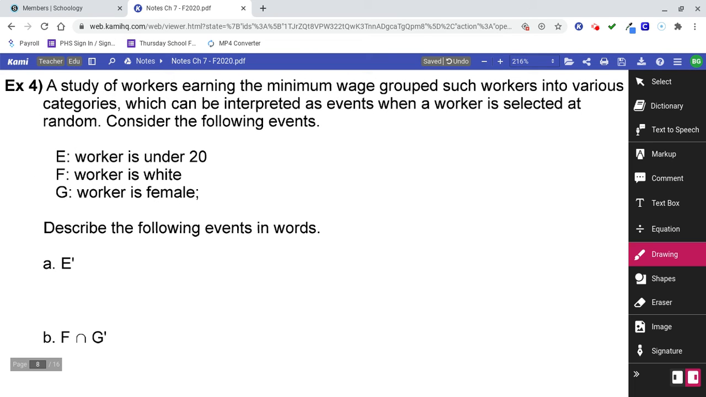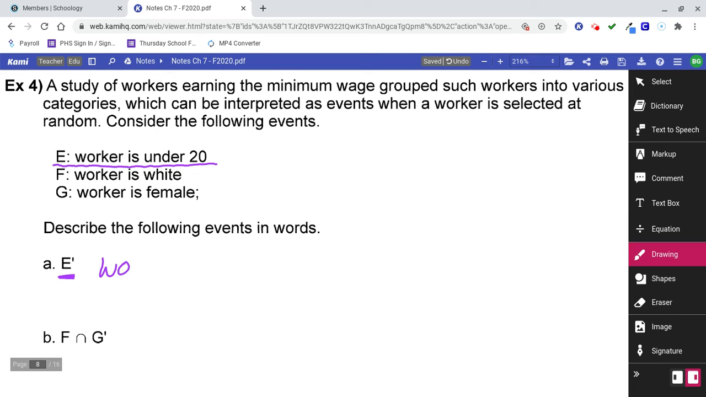Number 4, study of workers earning the minimum wage groups such workers into various categories, which can be interpreted as events when a worker is selected at random. Consider the following events. E stands for the worker is under 20. F, the worker is white. G, the worker is female. So we want to describe the following events in words. So this symbol right here, the complement of E, or not E, would represent, you look at this is E, right? So if it's not E, then what would we say?